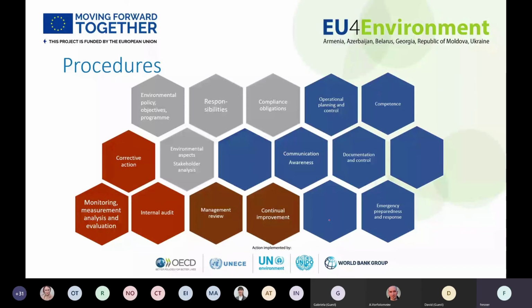Responsibilities like the team, environmental aspects like the evaluation of environmental aspects, compliance obligation. We will touch in a minute how to keep record of all the compliance obligations which might result from laws, regulations, permits, and so on. The other procedures we need to have is operational planning and control. We will discuss today competence building, communication, awareness. We have already touched a couple of times today. Documentation, obviously emergency preparedness.